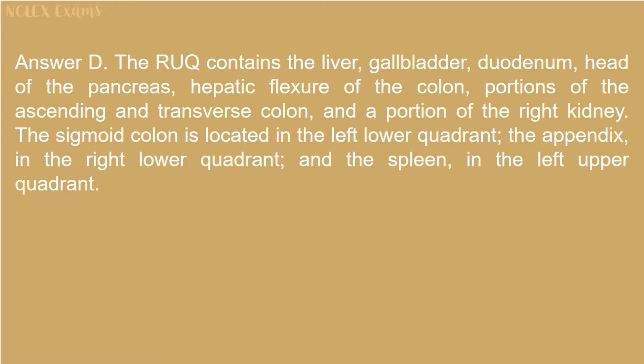Answer D. The right upper quadrant contains the liver, gallbladder, duodenum, head of the pancreas, hepatic flexure of the colon, portions of the ascending and transverse colon, and a portion of the right kidney. The sigmoid colon is located in the left lower quadrant, the appendix in the right lower quadrant, and the spleen in the left upper quadrant.